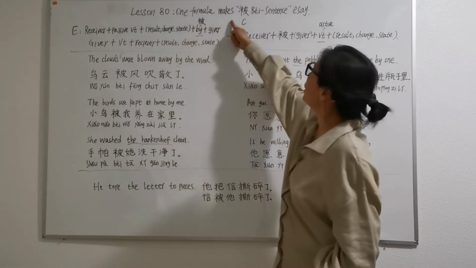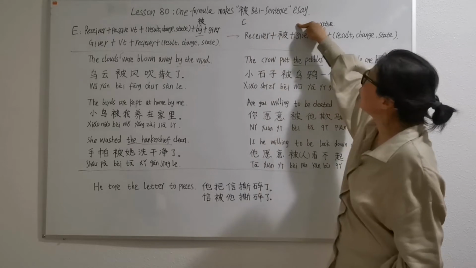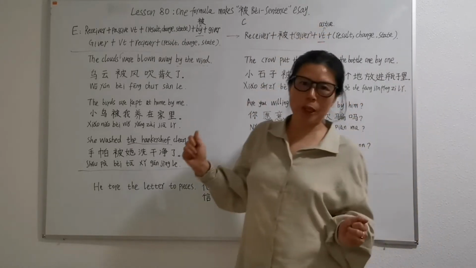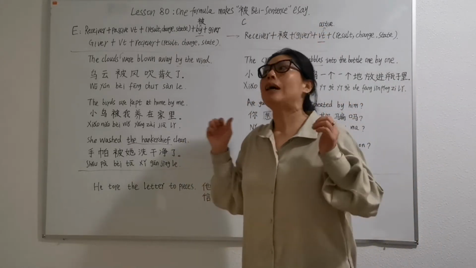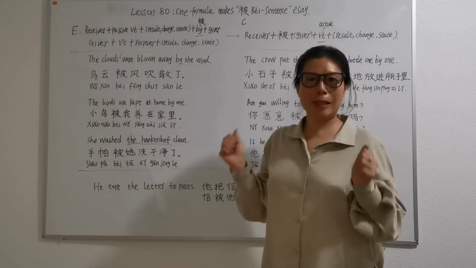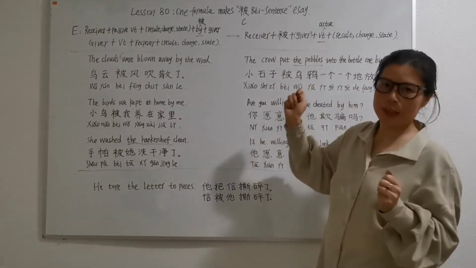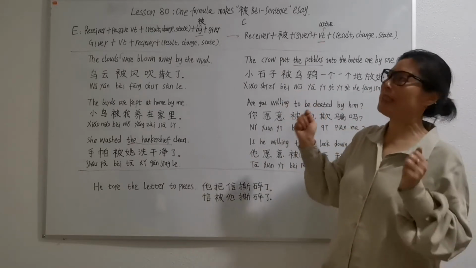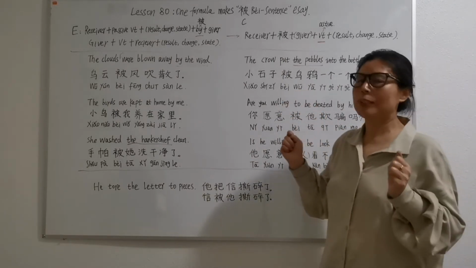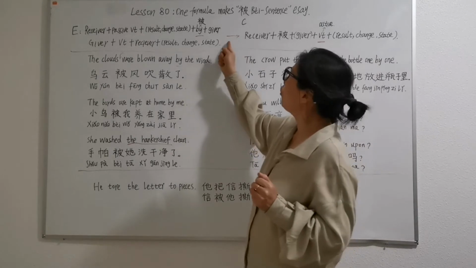One formula makes 被-sentence easy. So what's the formula? How does it work? And what are the conditions for us to use 被-sentence and how to use 被-sentence? First, let's check the formula.